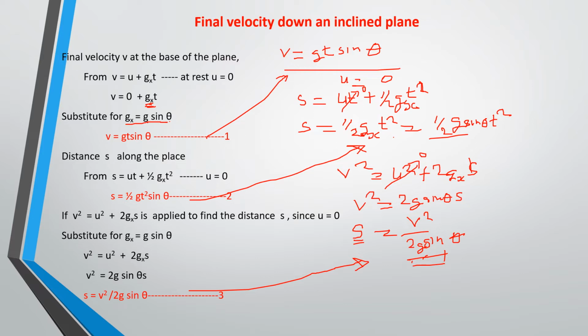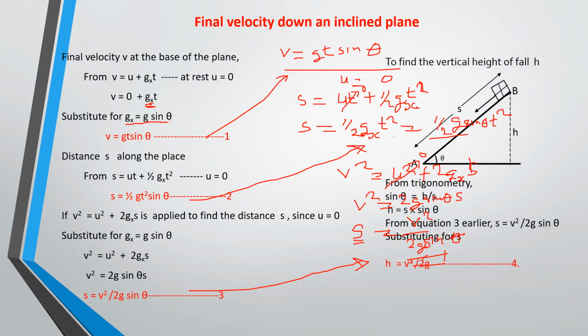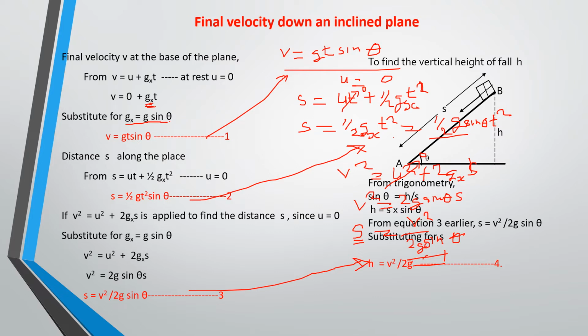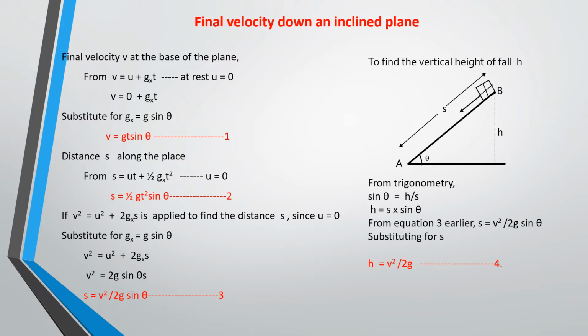Alright, now for you to find the vertical height of fall, you can use this. This is where the ball is. This is the vertical height of fall. Then for your trigonometry, you know that sine theta is equal to opposite over hypotenuse, which is h over s. So if you make h the subject, it will be s times sine theta.